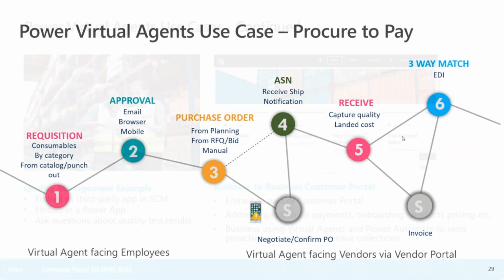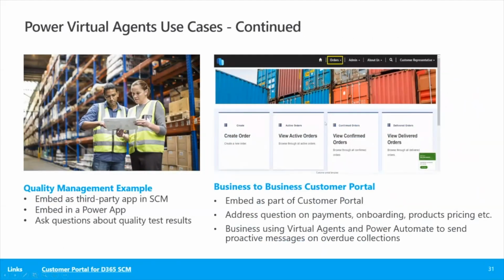So the last two examples we have are quality management and a business-to-business customer portal. With our quality management example, this again could be internal, where the quality team in your organization is using it. It could also be external if you're contracting out lab tests with a third party, or even for your vendors or customers, depending on the types of products that you're servicing.